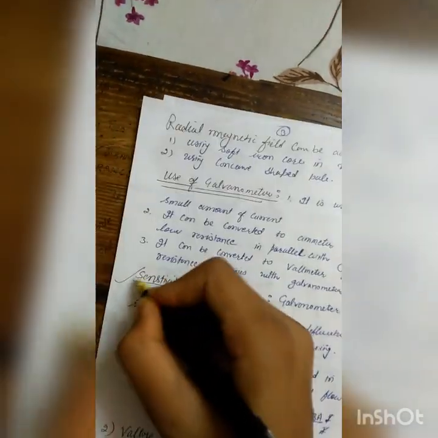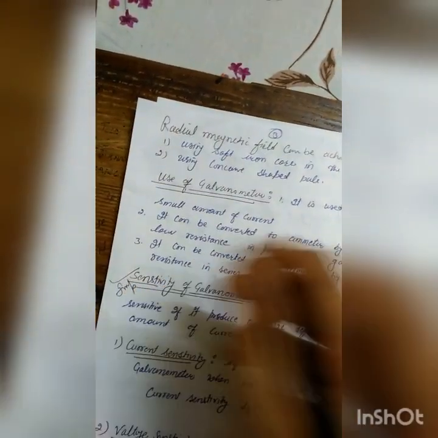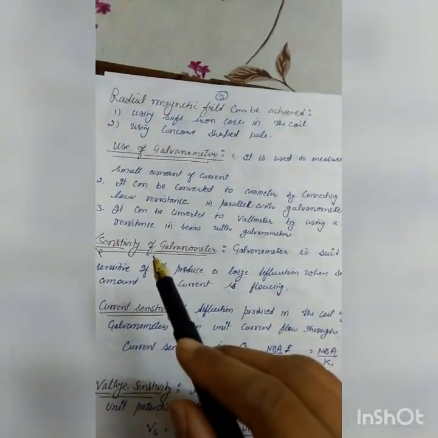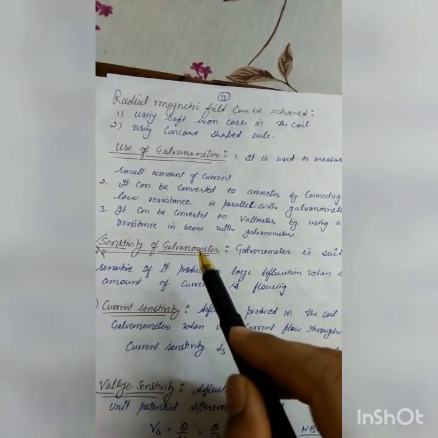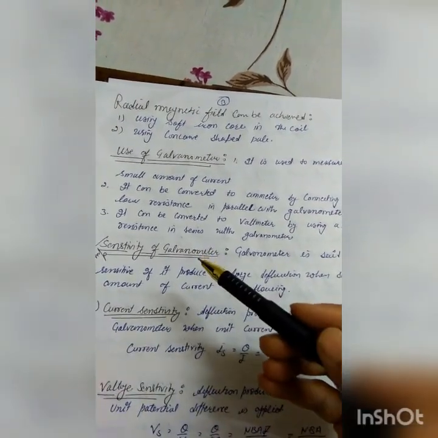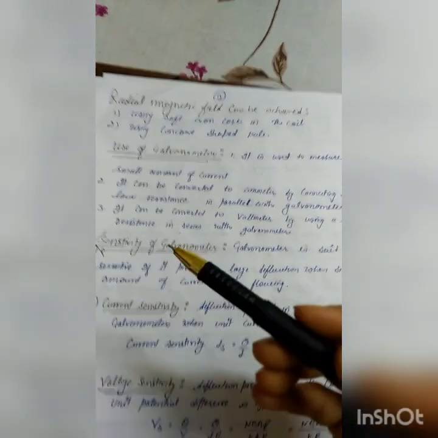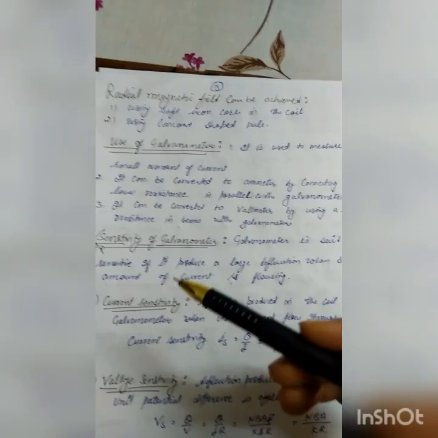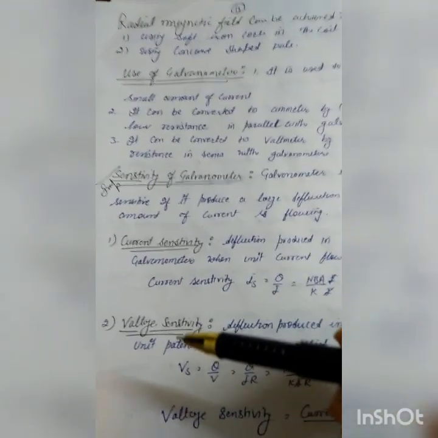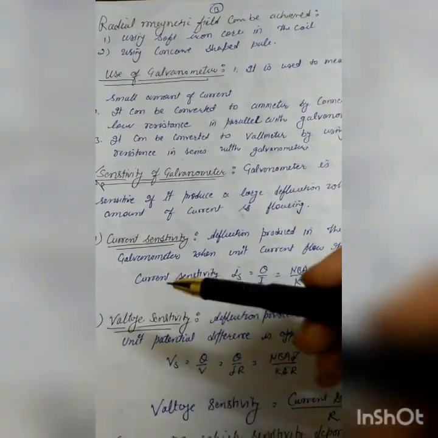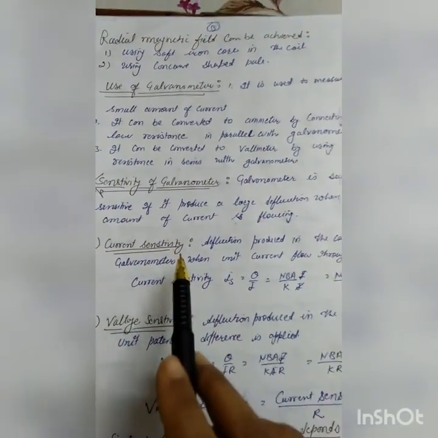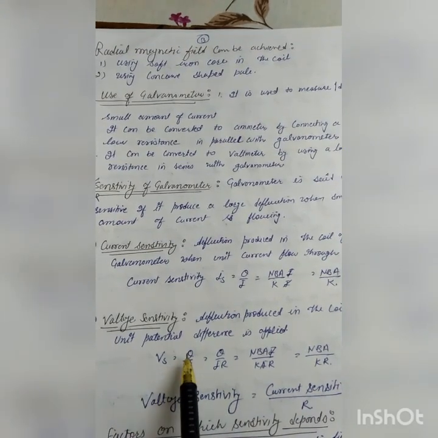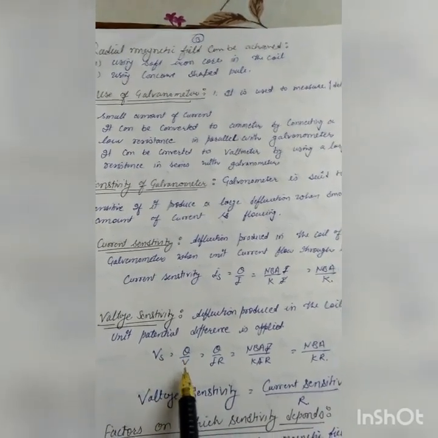Next is the sensitivity, which is very important, and many questions are asked on this topic. Sensitivity of the galvanometer means if you apply a small amount of current and the galvanometer shows a large deflection, this is known as the sensitivity of the galvanometer. There are two types of sensitivity: one is the current sensitivity and the second is the voltage sensitivity. Current sensitivity is the deflection produced per unit current, and voltage sensitivity is the deflection produced per unit voltage.